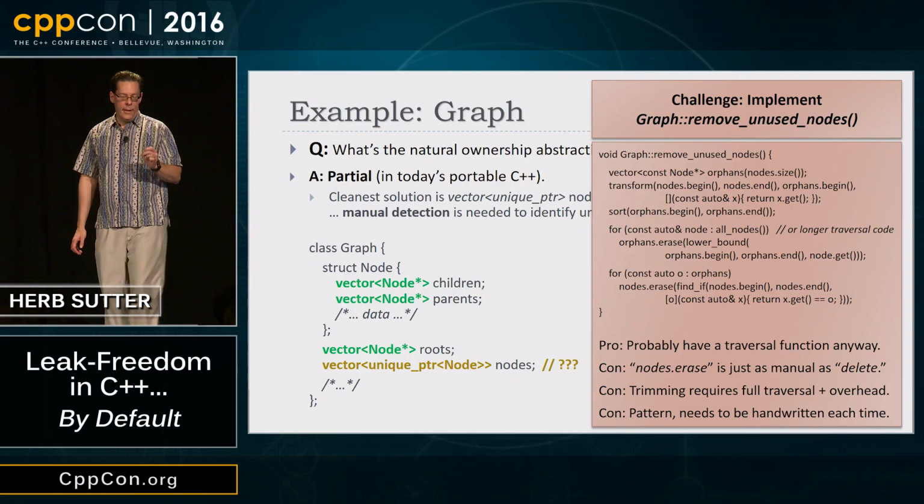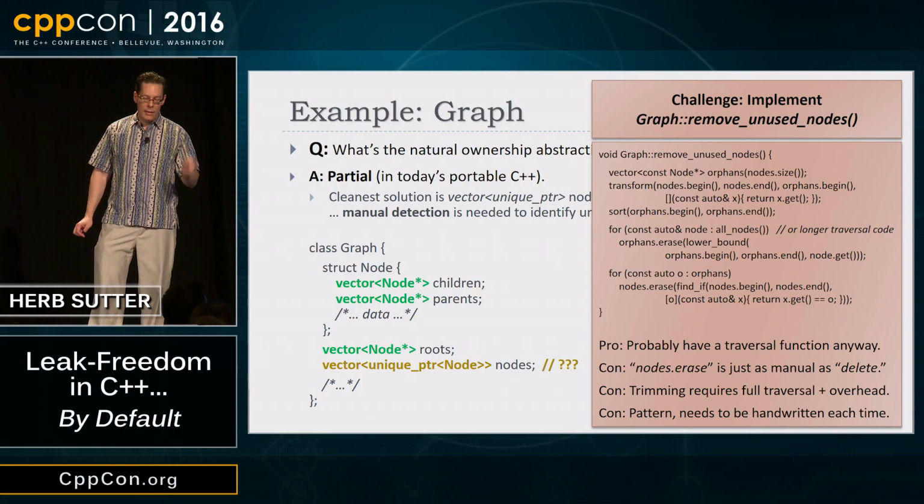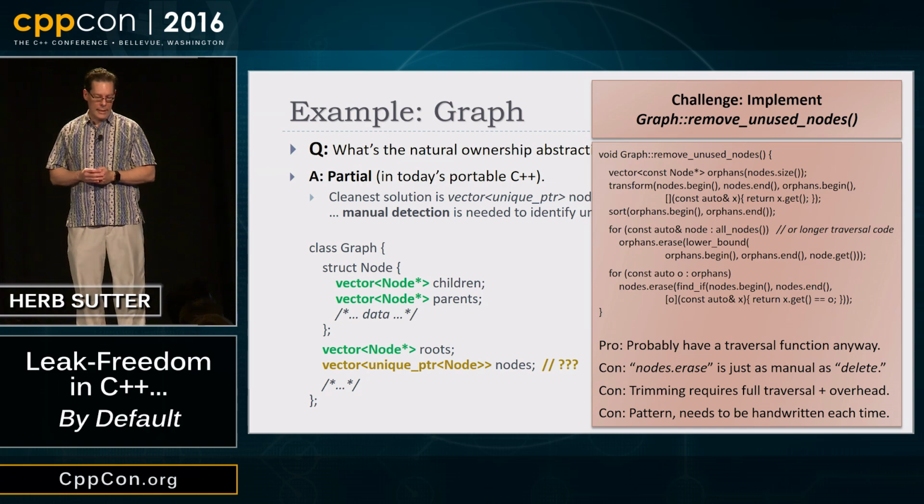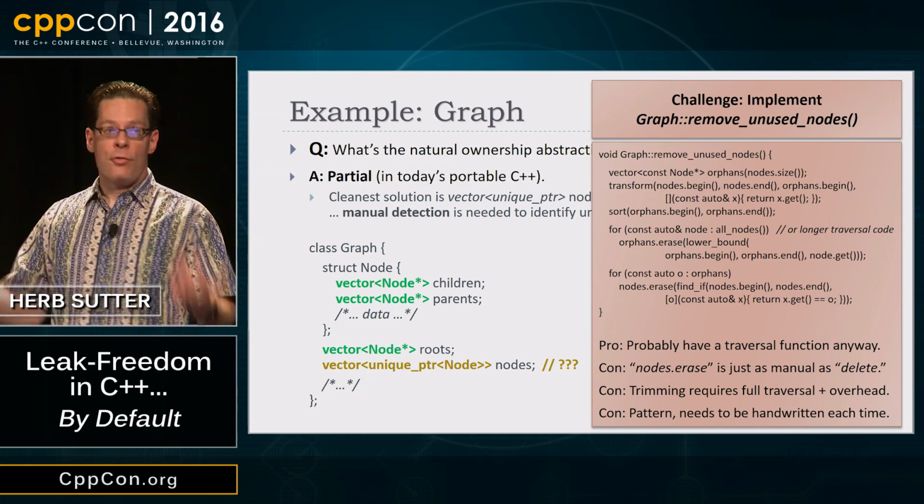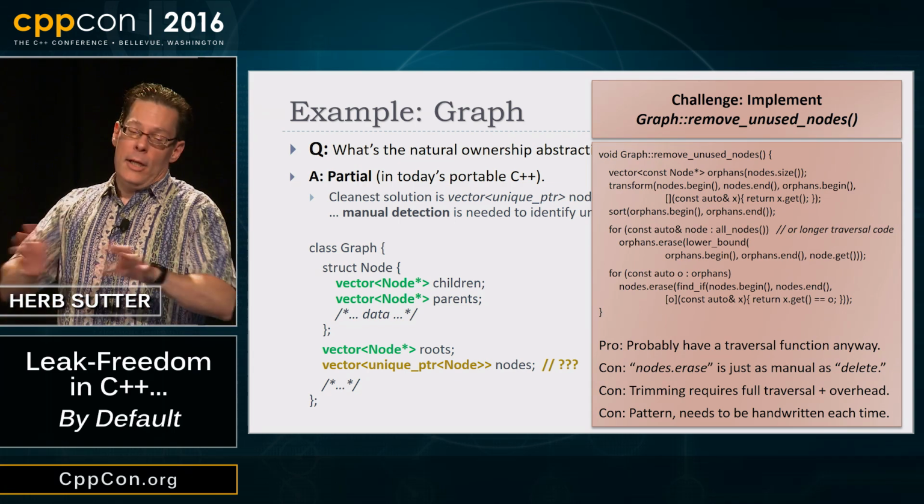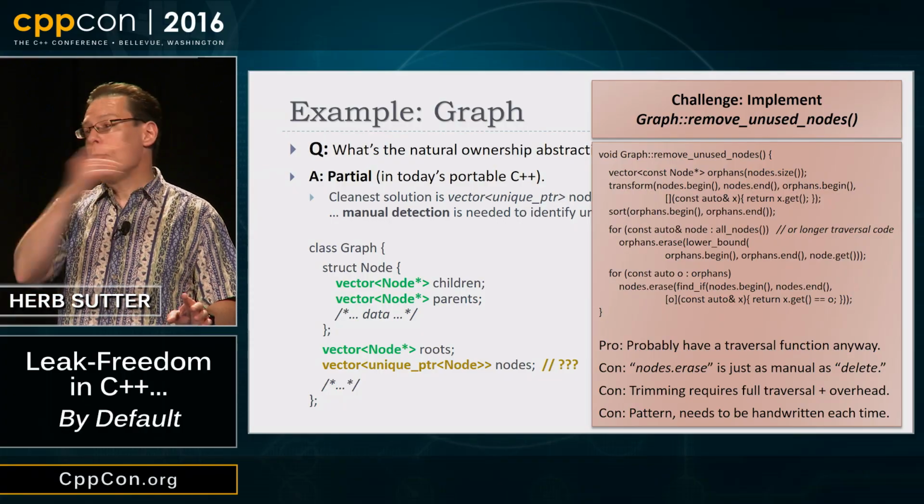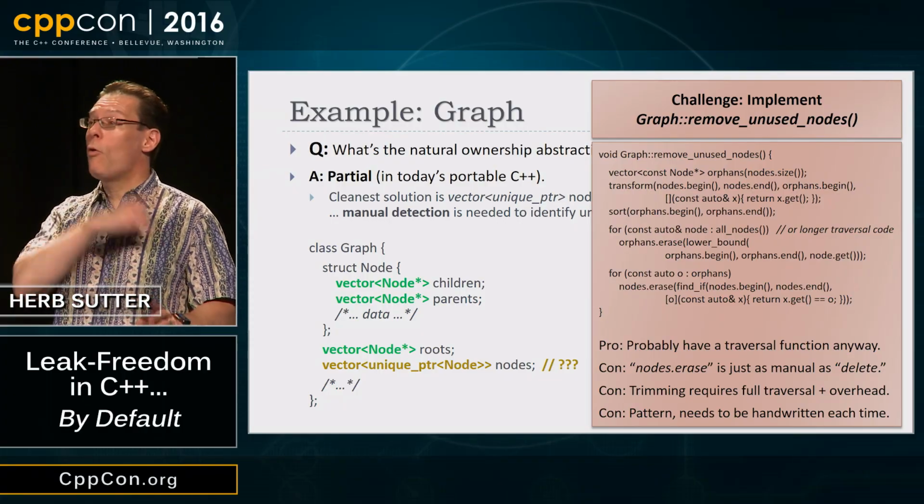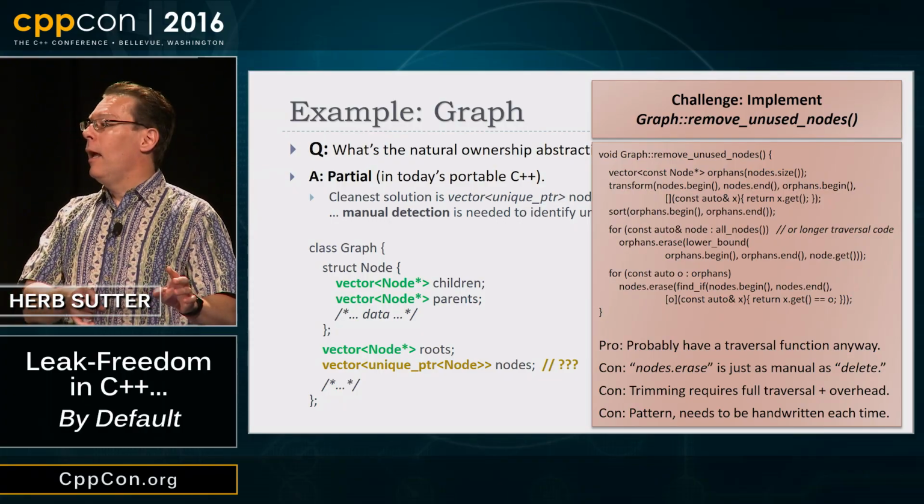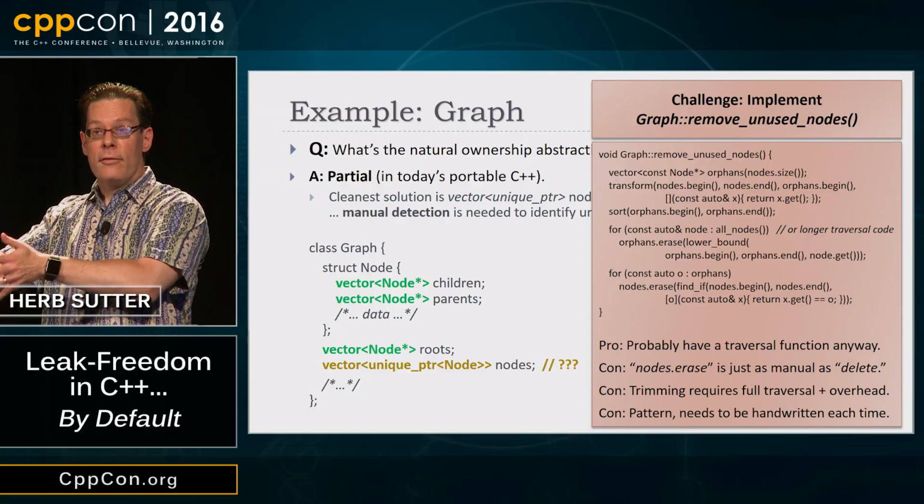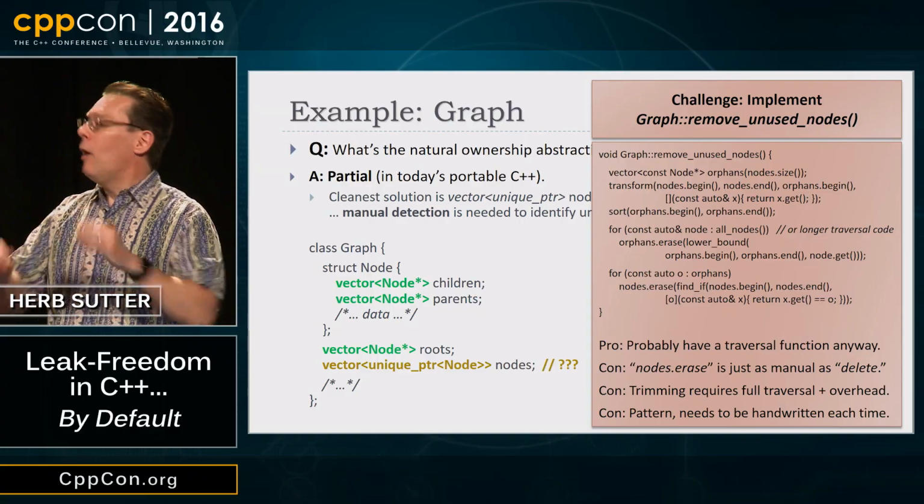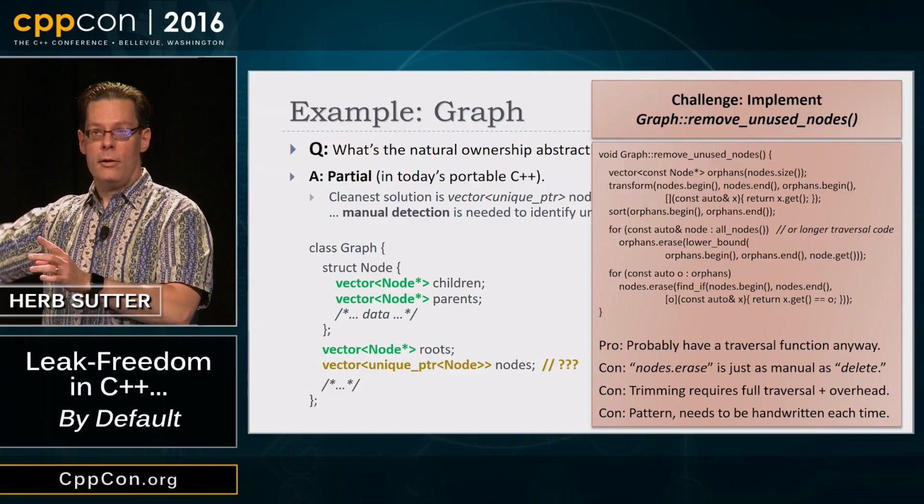The con is that nodes.erase is still just as manual as delete. To trim, I have to visit the whole graph. And this is not actually that bad, because if my users are going to sometimes go over my whole graph anyway, I can just fold it in with that traversal that they're doing anyway, which is nice, although I still need extra overhead to mark visitation.